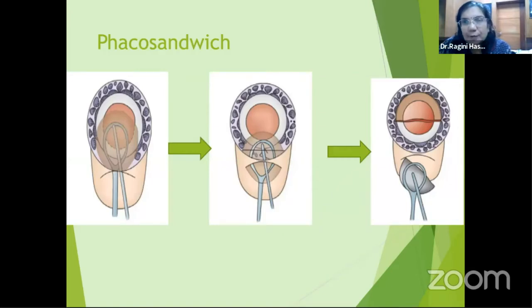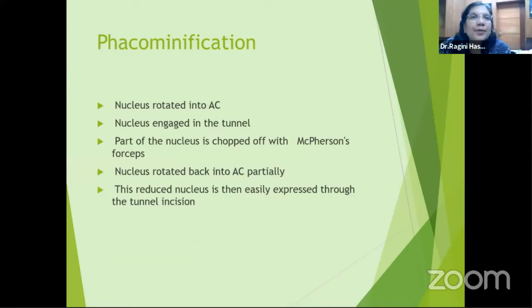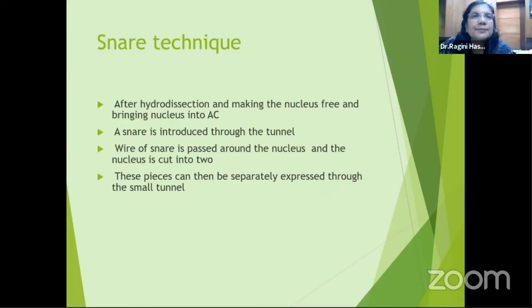We have never used phaco sandwich, but this is just to complete the presentation, that there are many, many practices in vogue, and anything that is safe for you and safe for the eye, without damaging the iris or the cornea, and the patient looking as normal as he was before, with a normal pupil without it being damaged, is very, very important. Phaco-minification is that once it is engaged in the tunnel, a part of the nucleus is chopped off, rotated because the size is diminished, and then it is expressed out.